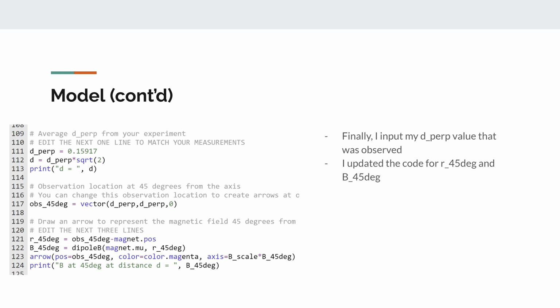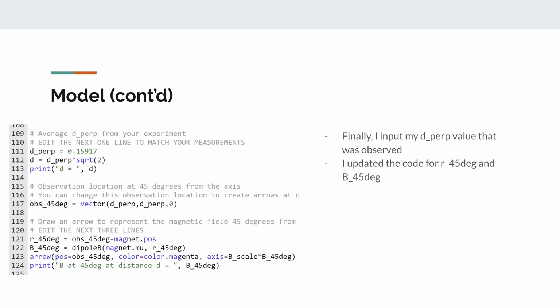So finally, I inputted my D perp value that was observed from my spreadsheet. I just put the same value in. I used the average value for all 3 trials. So that was 0.15917. And then I updated the code for R 45 degrees, which is just observation location at 45 degrees minus magnet position. And then for B 45 degrees, I just put both those values into the dipole magnetic field function that I created earlier.